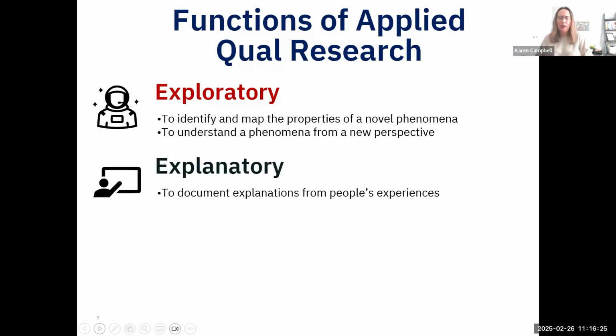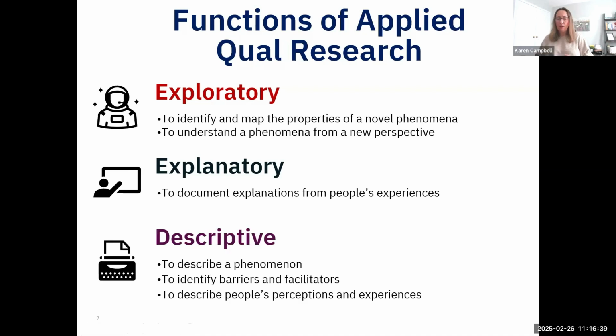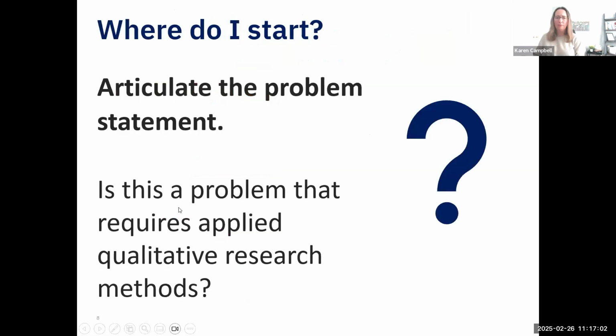So to start with exploring, sometimes to explain. So to explain why something or how something is happening from a particular group of people, from their experiences, and to be able to document that. Or to describe. So often the work that we do is descriptive in nature. So we want to be able to describe a phenomenon that's going on. We want to be able to identify barriers and facilitators, to look at the perceptions that people are having, or the experiences that people are having towards a specific phenomenon.